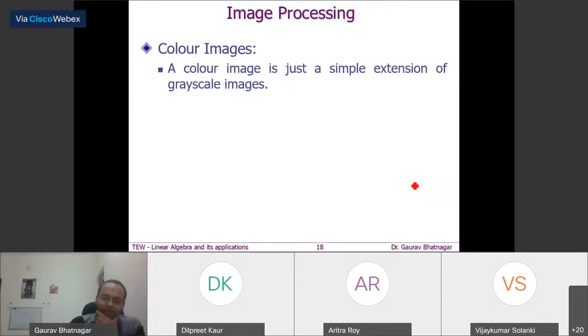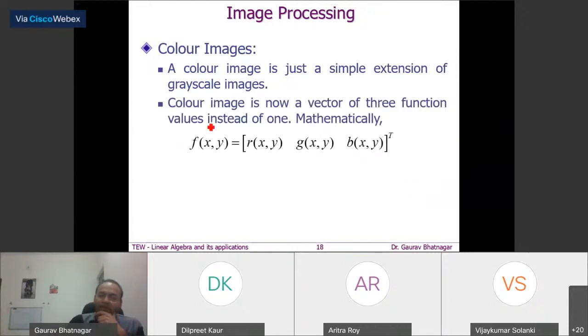What we are doing here is, instead of taking one function f, we now take three different functions r, g, and b. This is the function with respect to the red color, this is the function for the green color, and this is the function which contributes toward the blue color. Whenever you take this vector arrangement of three function values, the first value goes towards the red color, the second towards the green color, and the third towards the blue color. When you take the combination of these three, the appearance will look like a color image.